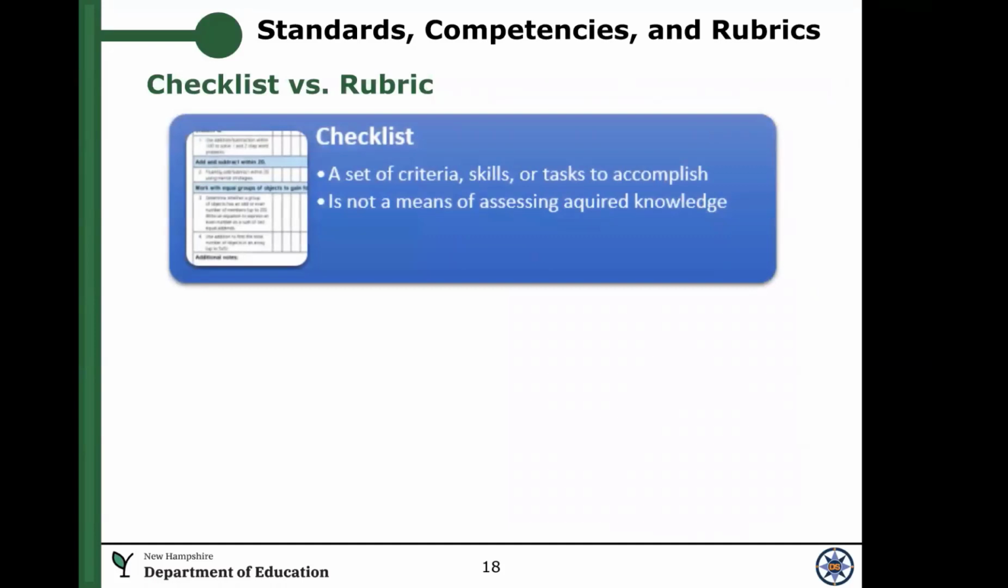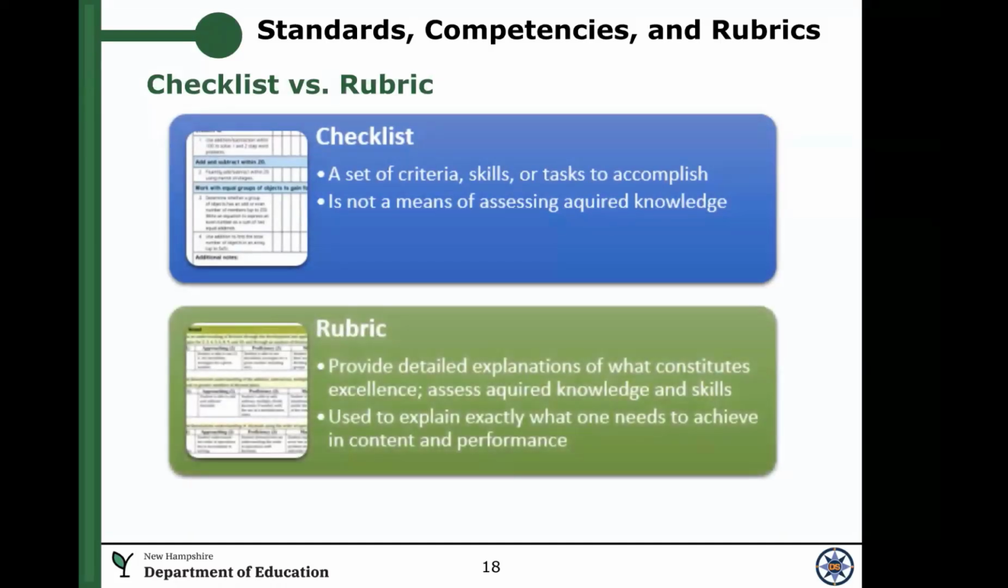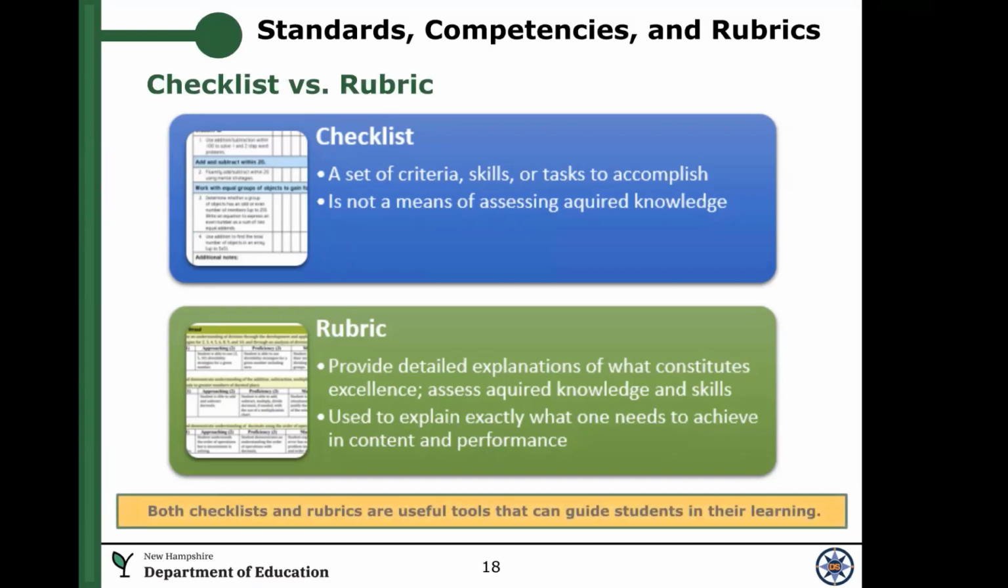So a checklist is just a set of criteria, skills, or tasks to accomplish. It's not a means of assessing acquired knowledge. It's just yes or no, do they have it or not have it? Rubrics, on the other hand, provide detailed explanations of what constitutes excellence. So they measure that qualitative piece, they assess the acquired knowledge and skills, and they're used to explain exactly what one needs to achieve in the content and performance for that competency. So both checklists and rubrics are useful tools that can guide students in their learning and help us in designing the learning opportunities for our students.